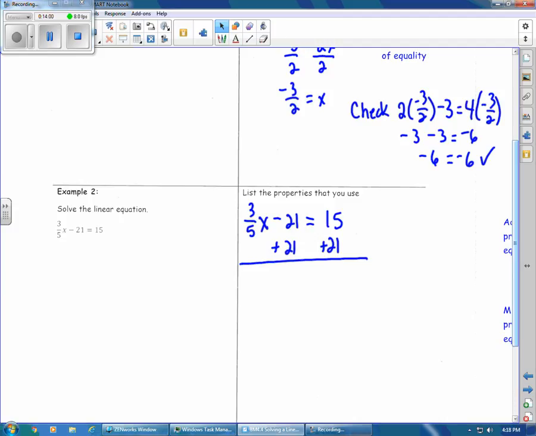So on the left side, I'm going to have 3/5 x equals negative 21 plus 21 would be 0. I don't have to write plus 0. 15 plus 21 is 36. And next I have 3/5 times x equals 36. So you might be thinking, I need to divide by 3/5. Hopefully you remember back to when you were learning about fractions that when you're dividing by a fraction, what you're actually doing is multiplying by the reciprocal. So I'm going to multiply the left side of the equation by 5/3. That means I have to multiply the right side of the equation by 5/3.